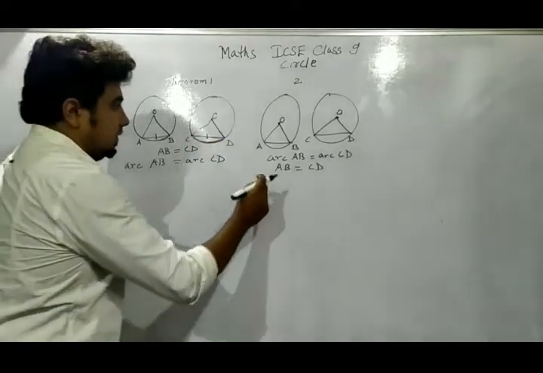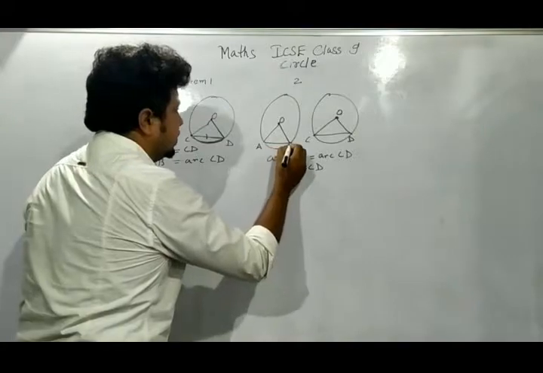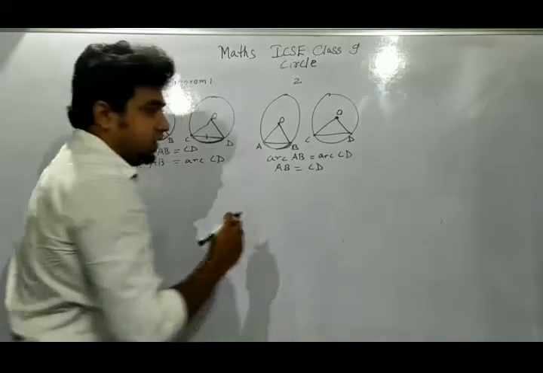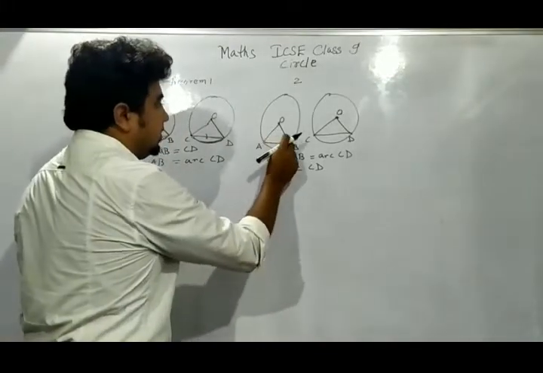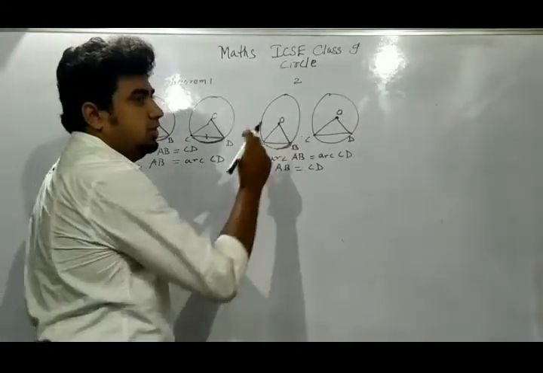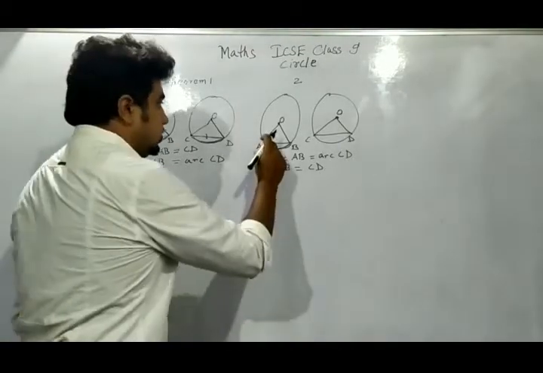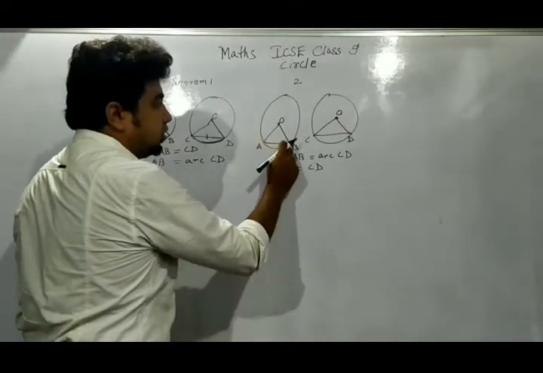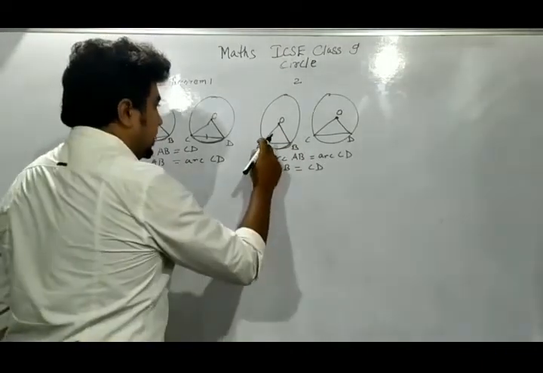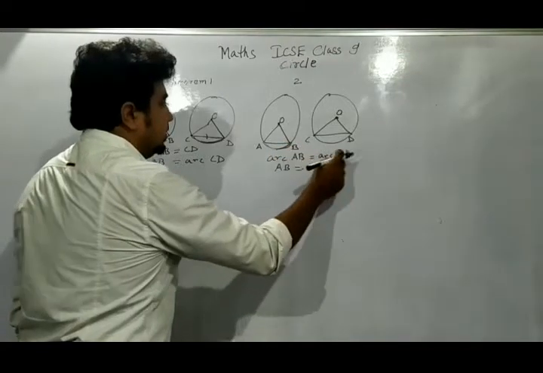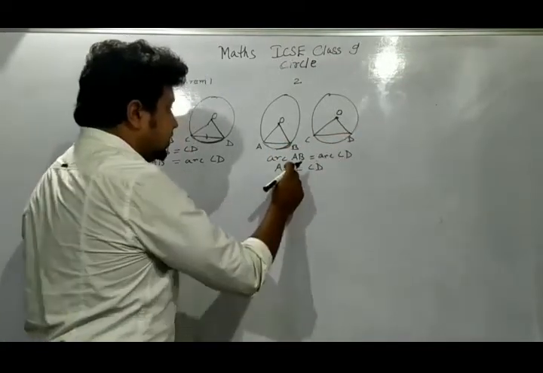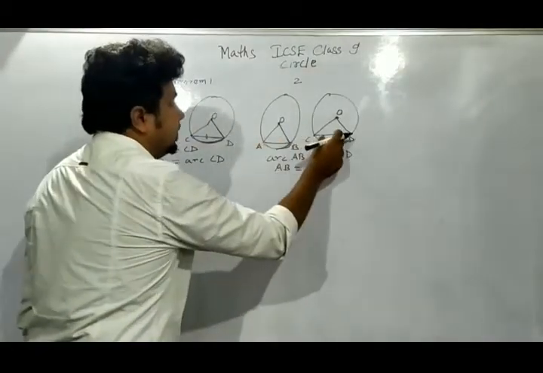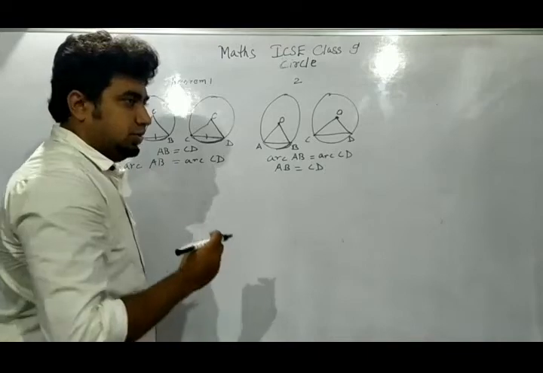If I am saying arc AB is equal to arc CD is given, as I have explained, an arc is basically the way of going from point A to point B, or from any point to another point. So two ways are there, from here to here, or it can go this way also. But I am taking the shorter way, the minor arc. If arc AB is equal to arc CD, then AB will be equal to CD, meaning the chords will be of equal length. So this is the theorem.